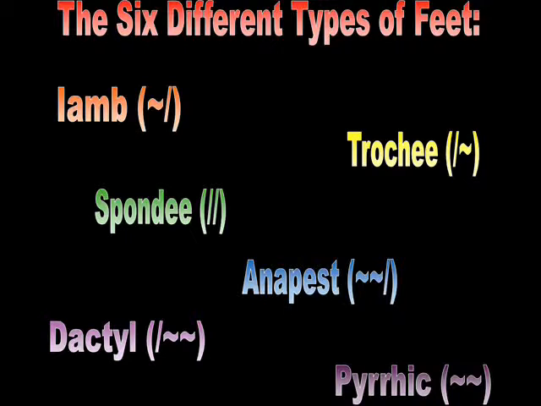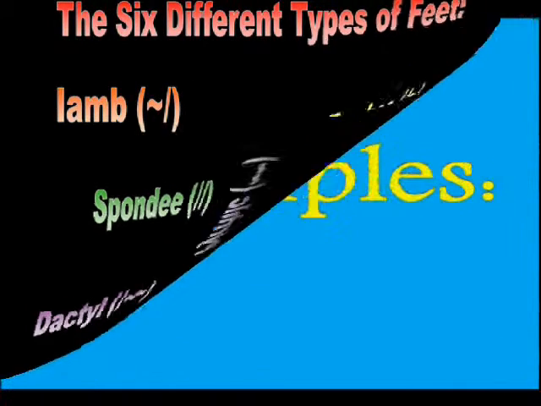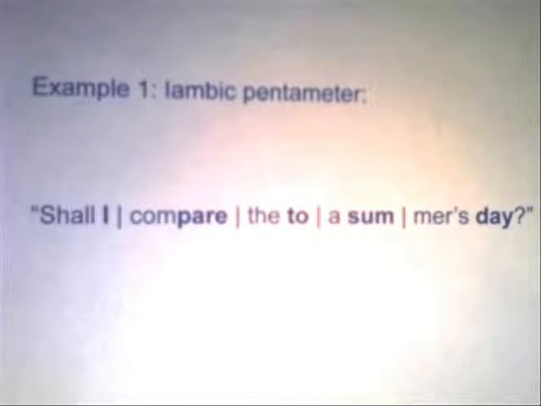We find the meter of a poem by finding the type of foot and the number of feet in a line. Here are a few examples. Example number 1.